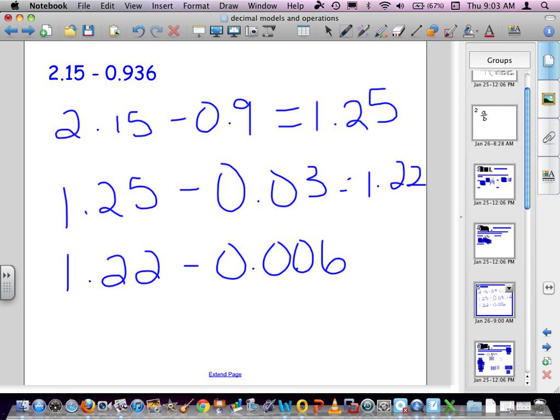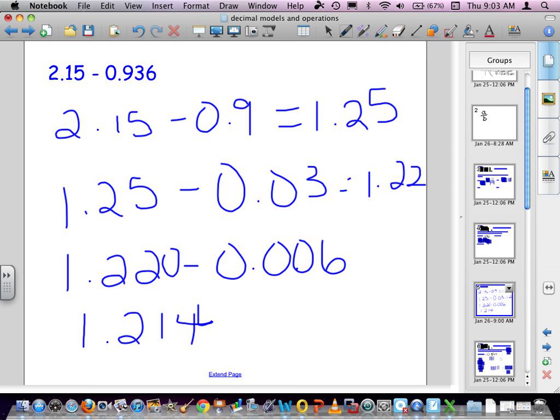0.006. And so I have no thousandths over here right at the moment. But I can assume that that's a 0, right? I have 0 thousandths. I need to take away 6 thousandths. What am I going to be left with? 1.214. 1.214. Okay? 1 and 214 thousandths.